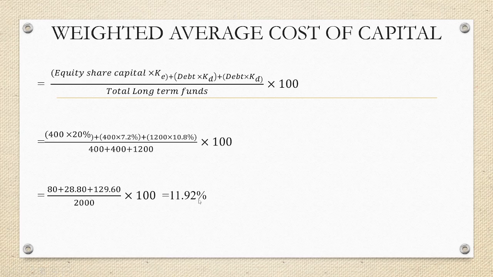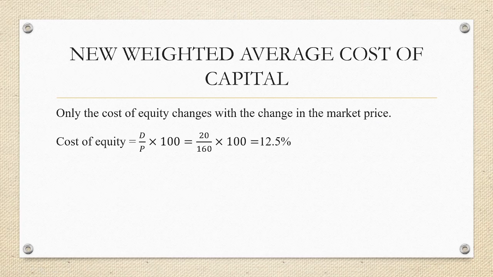Now what happens when the market price changes? When the market price changes, the cost of equity will also change. So only the cost of equity changes with the change in the market price. So the cost of equity will be D divided by P into 100, which is 20 divided by 160 into 100, 12.5%.